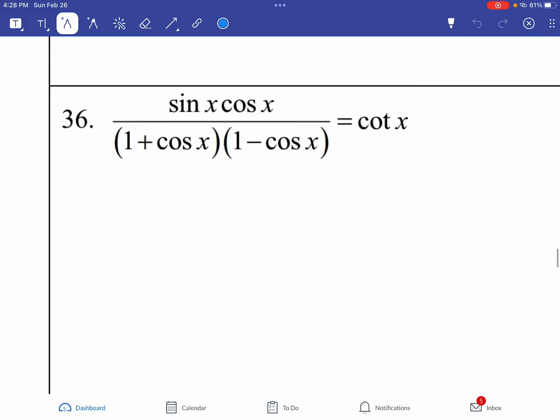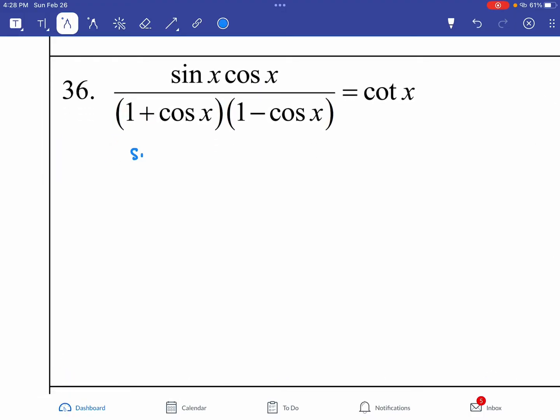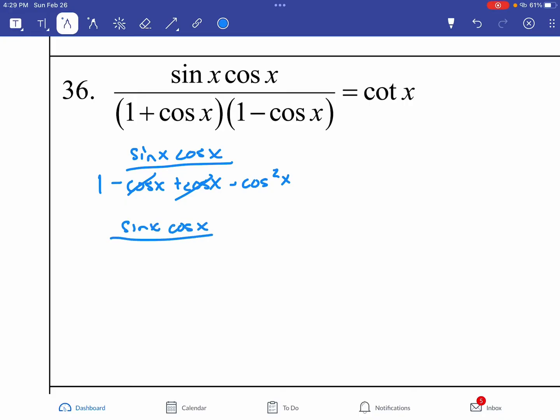There we go. So I'm going to leave the top, sine times cosine, alone for right now, and I'm going to do the bottom. So I have to multiply these two sets of parentheses together. 1 times 1 is 1. 1 times negative cosine is negative cosine. Cosine times 1 is positive cosine. And cosine times negative cosine is negative cosine squared. These two will cancel each other out because one's positive, one is negative, and I'm left with sine cosine over 1 minus cosine squared.